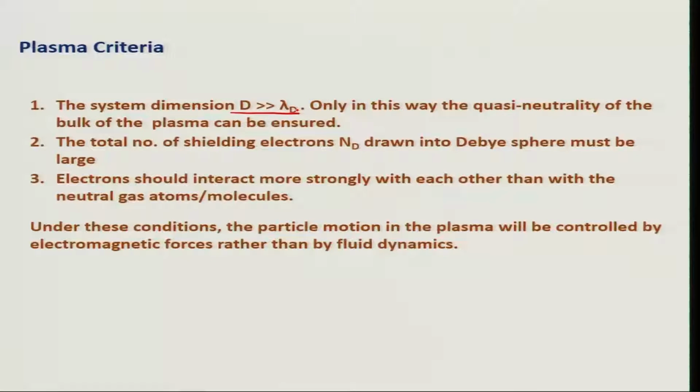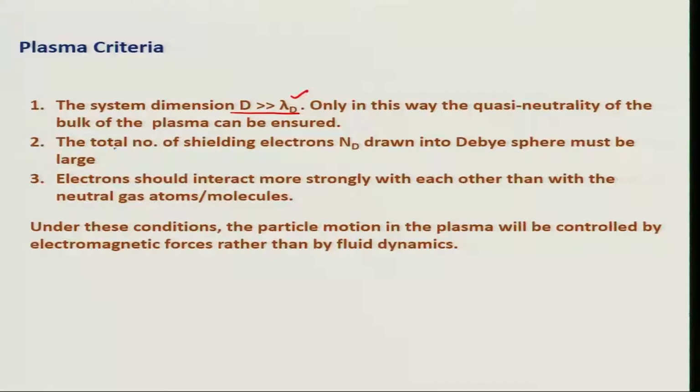Okay. So, you cannot create a plasma if your system is smaller than the Debye length, because you need to have Debye length at any electrode. Only in this way quasi neutrality of the bulk of the plasma can be ensured. So, this is one condition.